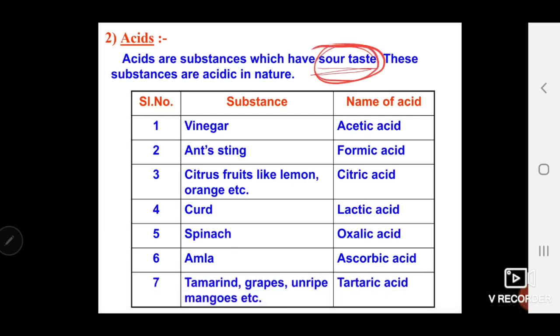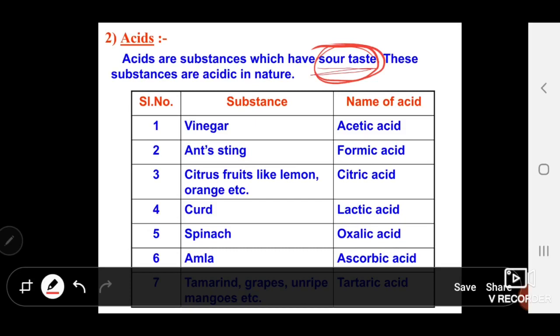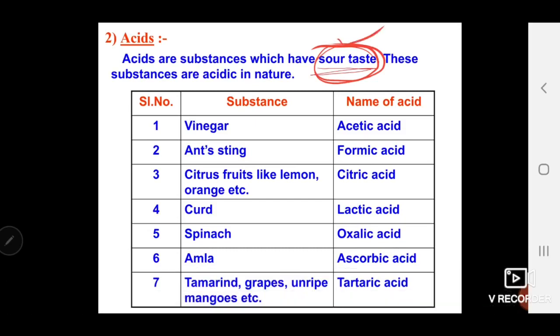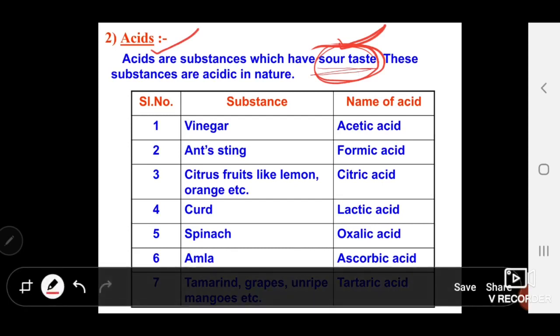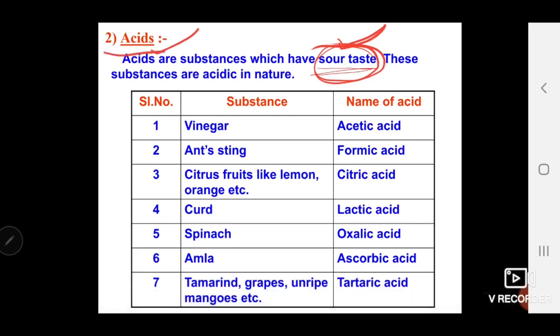So if any food material has a sour taste, we can conclude that it is a type of substance which belongs to the acids. Therefore, we conclude that lemon juice is sour in taste, hence it belongs to the group of acids.